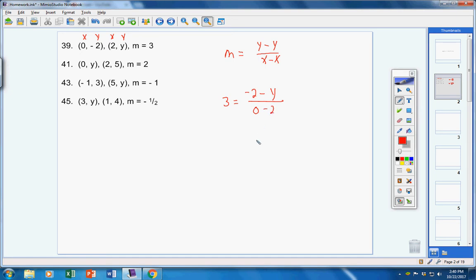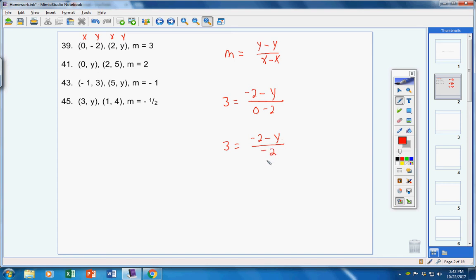Now, students, like I've taught you guys when it comes to solving linear equations, you first want to simplify both sides as far as possible. Okay, students, now, I've taught you to simplify both sides. 3, you cannot simplify. -2, -y, you cannot simplify. However, 0 minus 2 is -2.